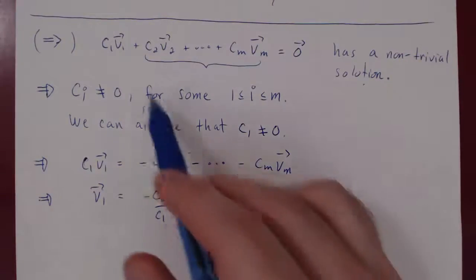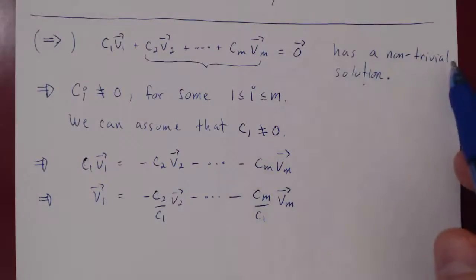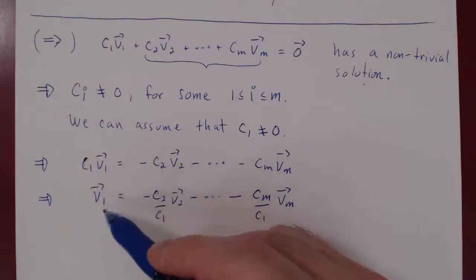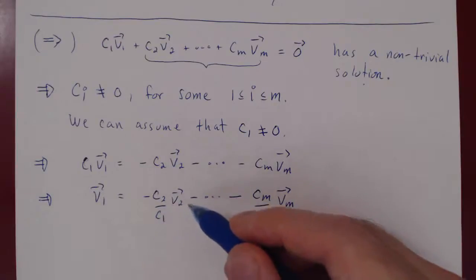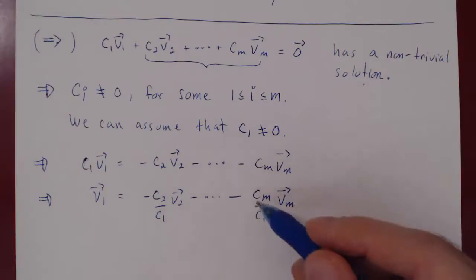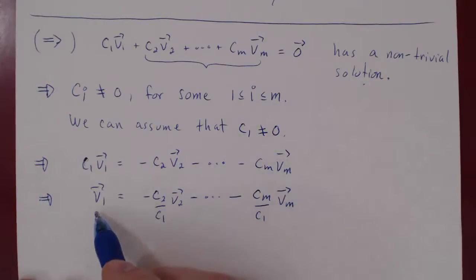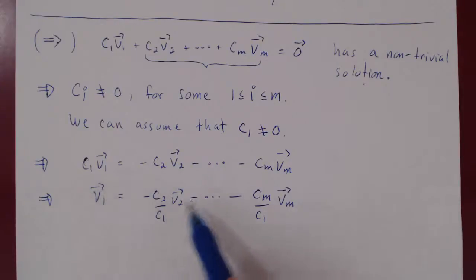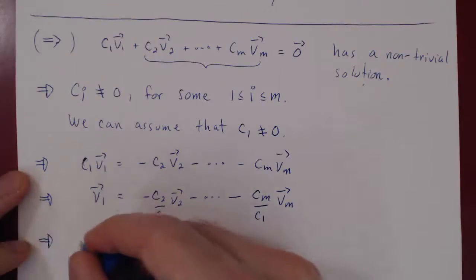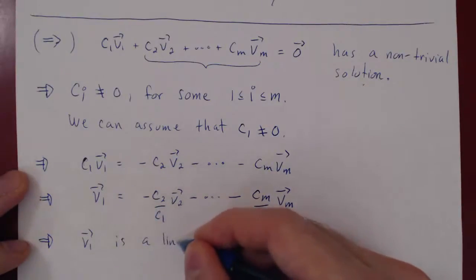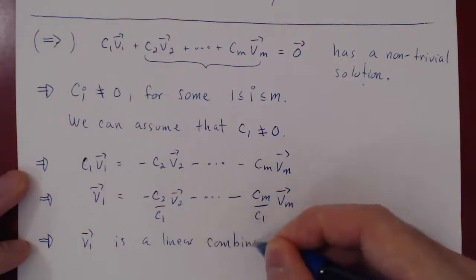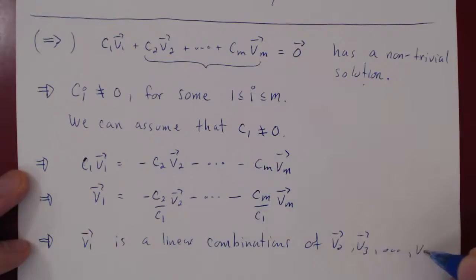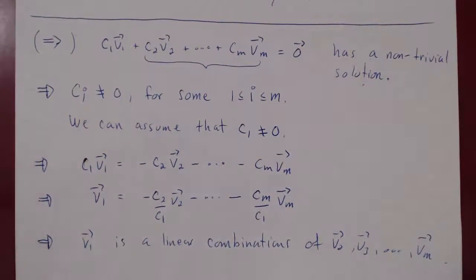And look at what we have here. Because the vectors were linearly dependent, we had a non-trivial solution. Therefore, at least one of the coefficients was not 0. We said assume that it's c1 that's not 0. And we were able to solve for v1 as some real multiple of v2 minus some real multiple of v3 up to some real multiple of vm. Therefore, v1 is a linear combination of v2, v3 up to vm, and this proves our conclusion. v1 is a linear combination of the other vectors. This concludes the proof of equivalency.